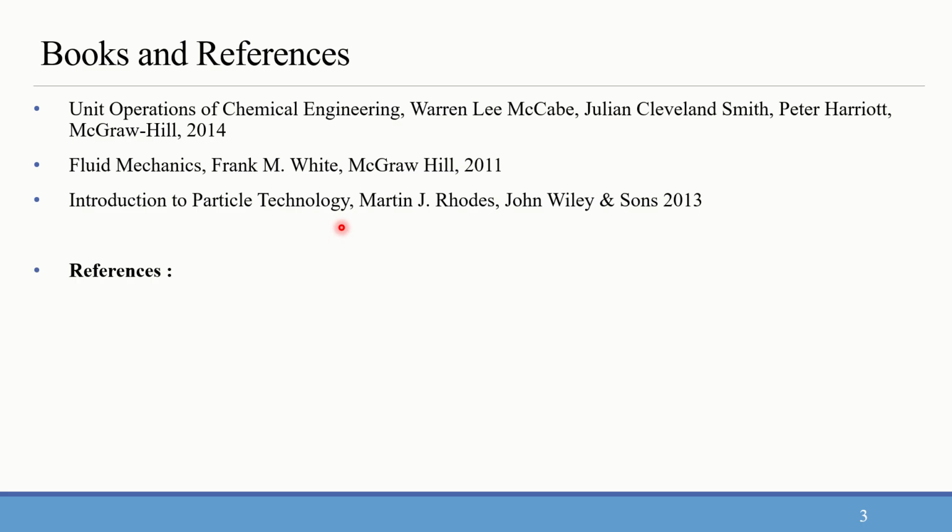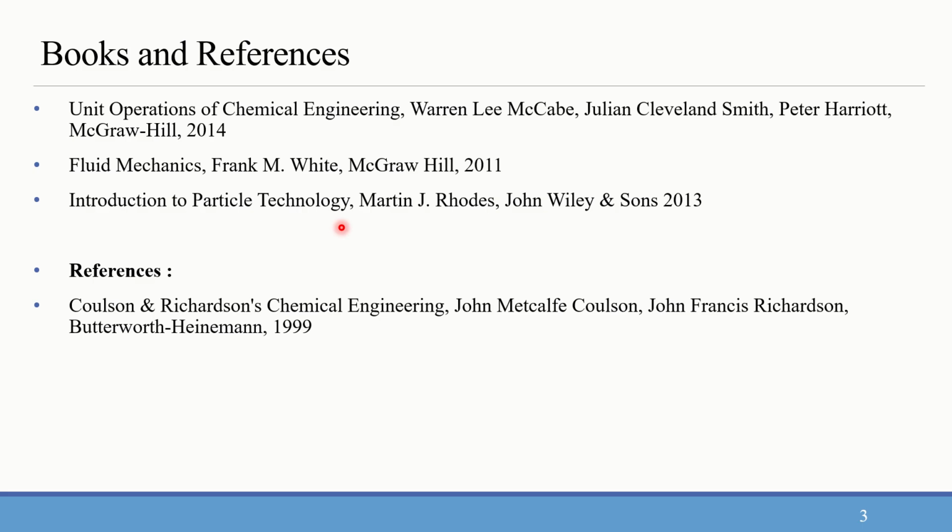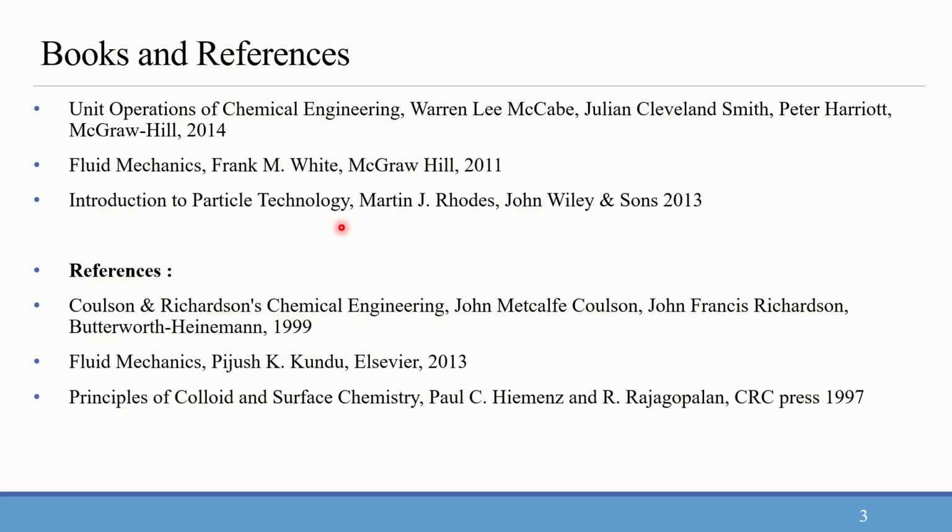For a few references, we have Coulson and Richardson's Chemical Engineering, John Metcalf Coulson, John Francis Richardson, Butterworth Heinemann 1999; Fluid Mechanics by Pijush K. Kundu, Elsevier 2013; Principles of Colloid and Surface Chemistry by Paul C. Hiemenz and R. Rajagopalan, CRC Press 1997; and the last one is Transport Phenomena by Bird, Stewart, and Lightfoot, Wiley and Sons 2002.